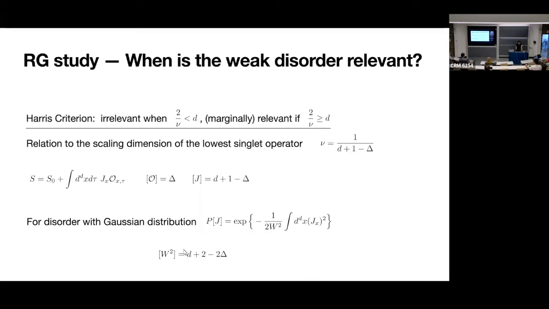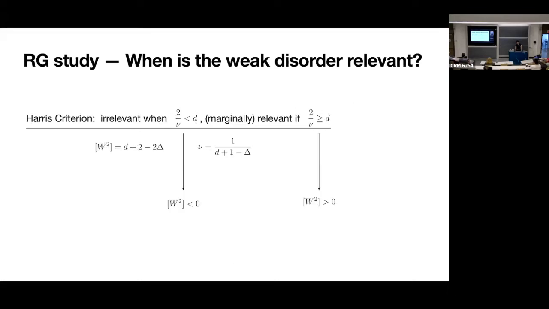So here we can do a simple power counting. If we start from a clean CFT denoted by S0, then we want to perturb it by quenched disorder, which couples to its scaling operator O with scaling dimension delta. Then we can find the random coupling J acquires a dimension D plus one minus delta. And then since the disorder has the Gaussian distribution, it's easy to find the dimension of W squared is D plus two minus two delta. The two situations in the Harris criterion actually correspond to whether the dimension of W squared is positive or negative. When it's positive, then the disorder is relevant. When it's negative, then the disorder is irrelevant.